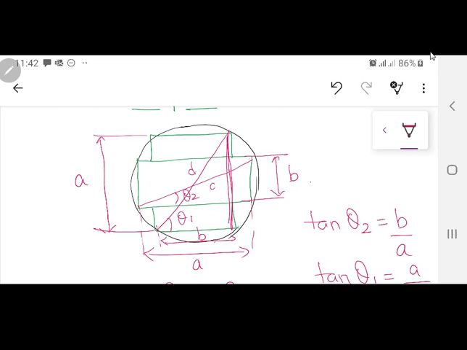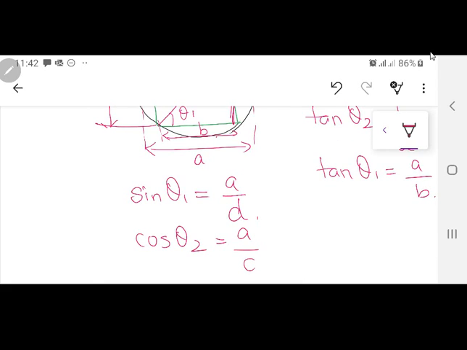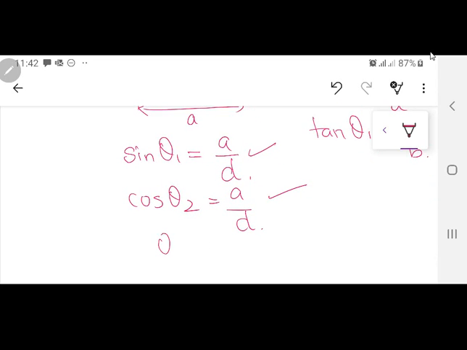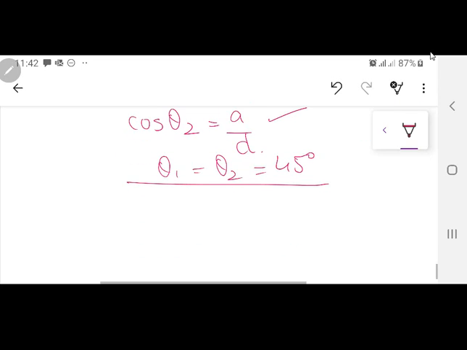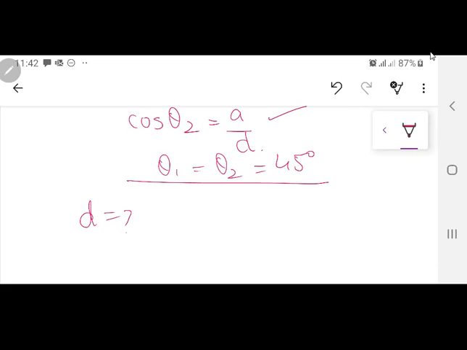A over D. So this is also A over D. This means they both are same. Now which value of angle has the sine of 45? So you are mathematically getting the answer that theta 1 and theta 2 are going to be 45 degrees. Now when you know your D value, from the previous calculation.